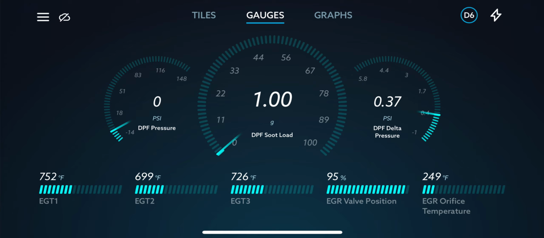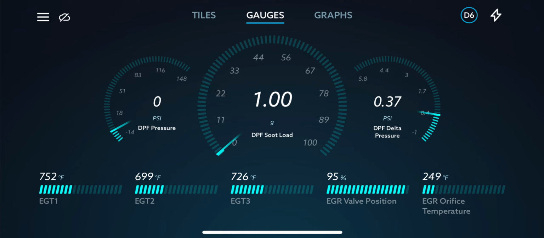I changed what I monitor in my EasyLink. I still got the DPF pressure. It says 0 psi. That doesn't mean that there's literally no pressure in the DPF. It's just what the RAM has identified as a baseline 0 psi. How much air is going through the DPF before and after. So before and then after, that's the delta pressure.